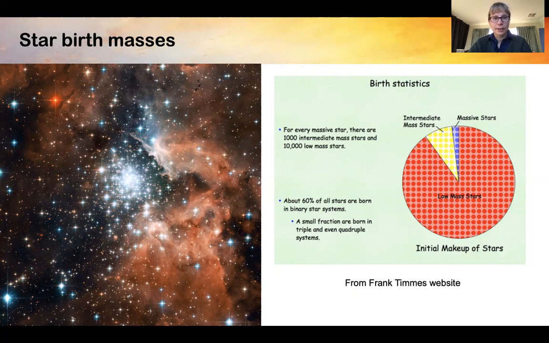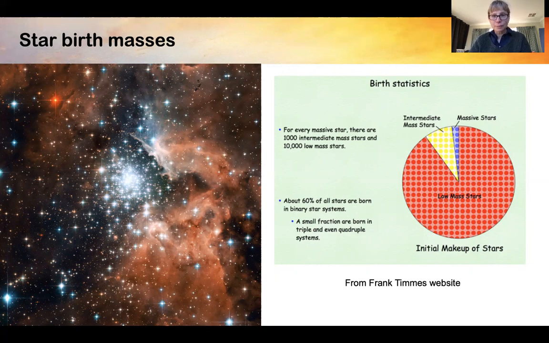This is a slide I took from Frank Timmes's website, and I like it because it shows a rough breakdown of how many stars are born. If you have a pie chart and you break it up, we find that 90% of stars are what I have labelled very low mass stars, so less than 0.8 solar mass. So that means that if you take 100 stars, 90 of them, more or less, are going to be stars less than 0.8, M-dwarf stars, much like Proxima Centauri, our closest neighbour.